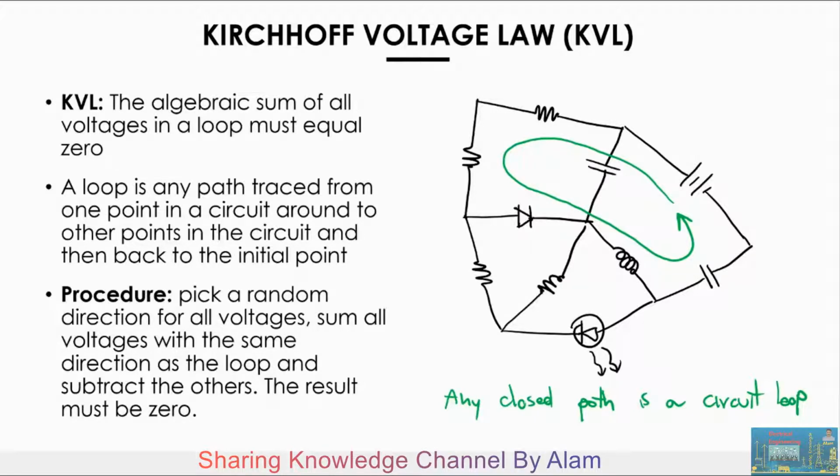So in this example, that is one loop, it's already highlighted, but let me take a different color, blue for example. This is another loop, this is also another loop. You can also choose a loop that works like this, or you can also choose a loop that does something like this. Any loop is fair game. You can choose any loop you want. And if you apply the Kirchhoff voltage law the way that I just explained, you will always be able to solve the circuit.